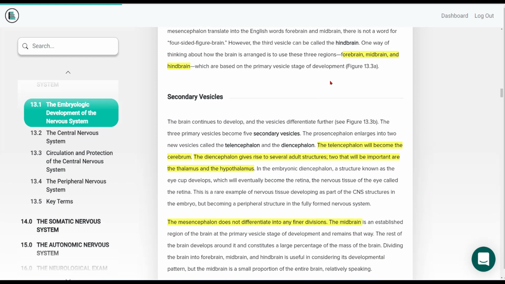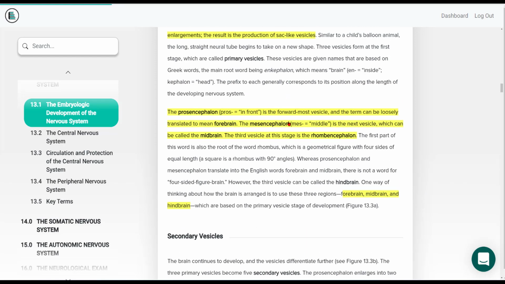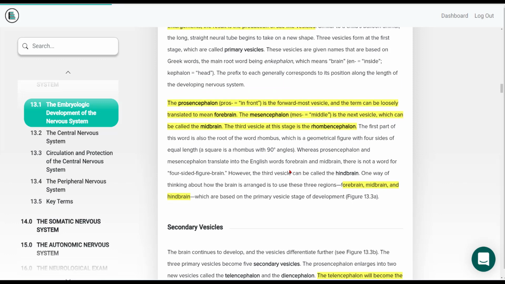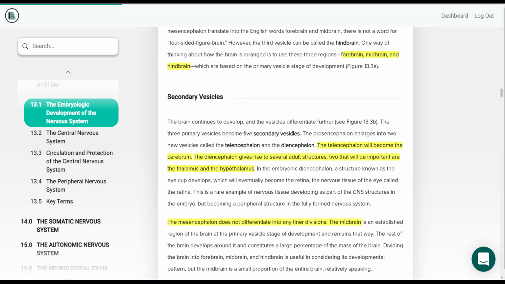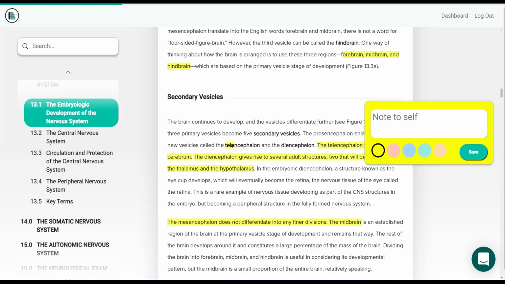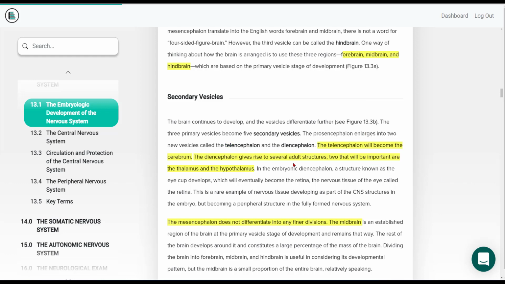Now, once those primary vesicles, those first areas of swelling, are formed, there are a couple more that form, and it turns out that those three primary vesicles become five secondary vesicles. And here we're going to see a couple of terms that you're going to see over and over. We're going to see the telencephalon. Now, you know from our vocab that tel, think telophase, right? So telophase, or the telencephalon, this will become the cerebrum.